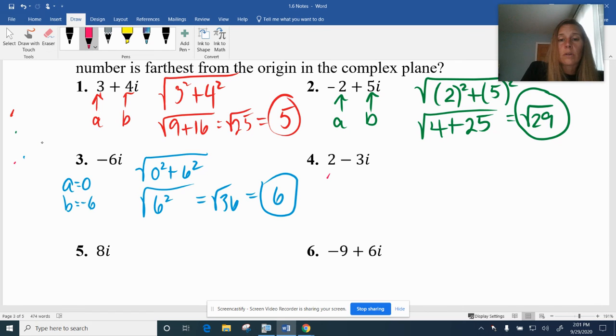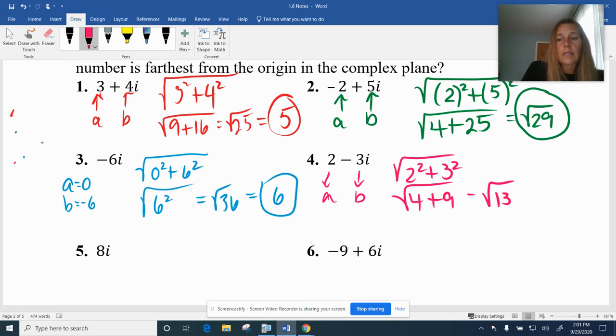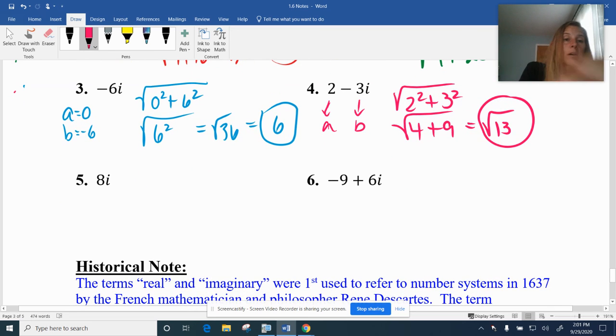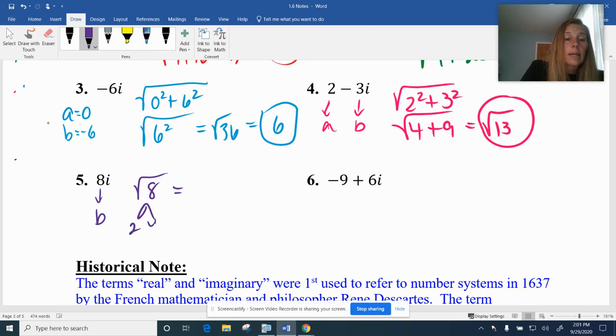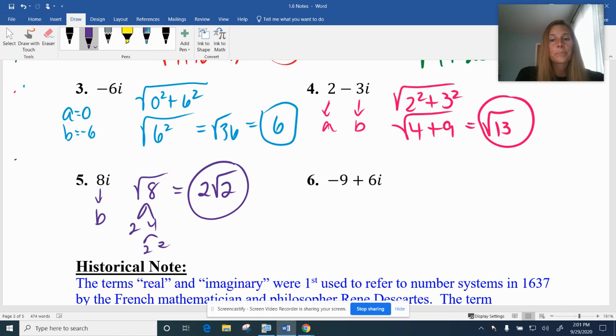Okay, the next one, you got your A and your B. So 2 squared plus 3 squared is 4 plus 9, which equals 13. And square root of 13 is as far as you can go. It doesn't simplify. It doesn't break down. You can't use a factor tree. It's a prime number. Okay, and this one here, again, you just have that B value. So all you have to do is square root that. Now this one does break down, so your answer would be 2 radical 2.